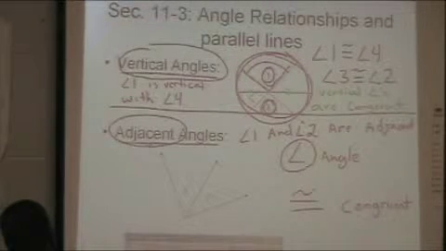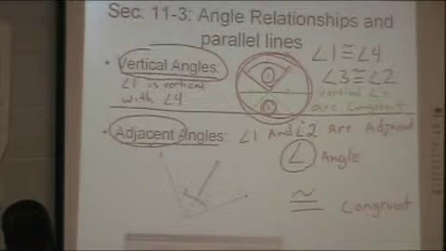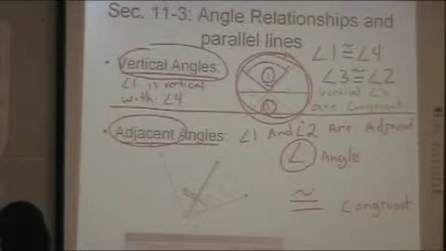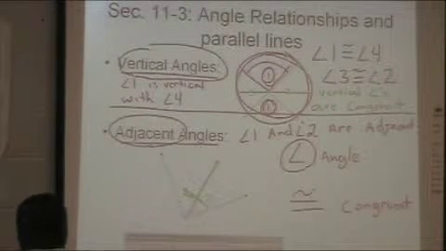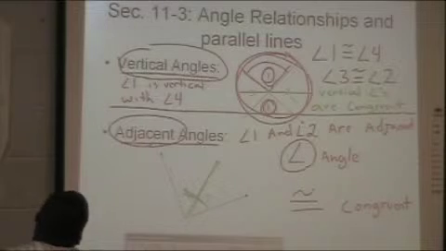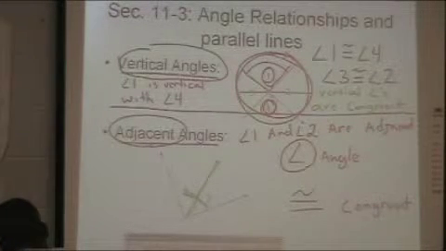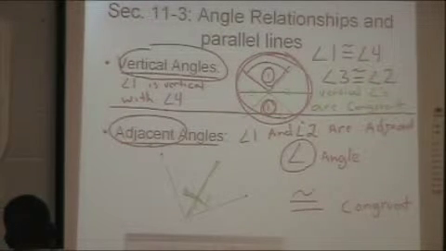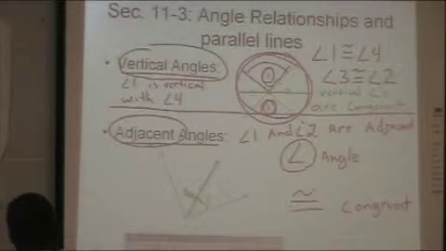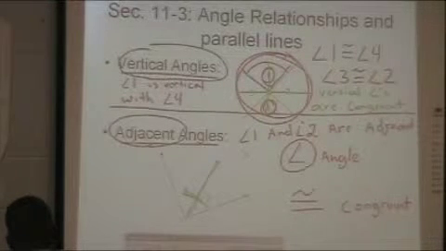You see how they're across? You see how angle 1 and 2 they touch, they share this line right here? That makes them adjacent because they share a line. But now angle 3 and angle 2 don't share a line, do they? All they share is this vertex right here. That means angle 3 and angle 2 are vertical. So if you can draw a straight line through them, they are vertical.